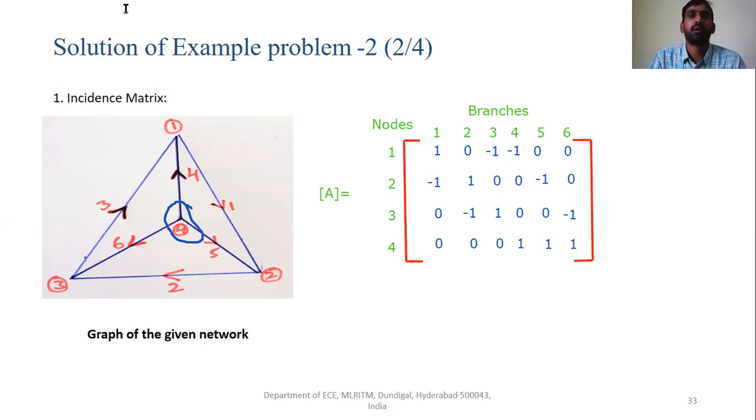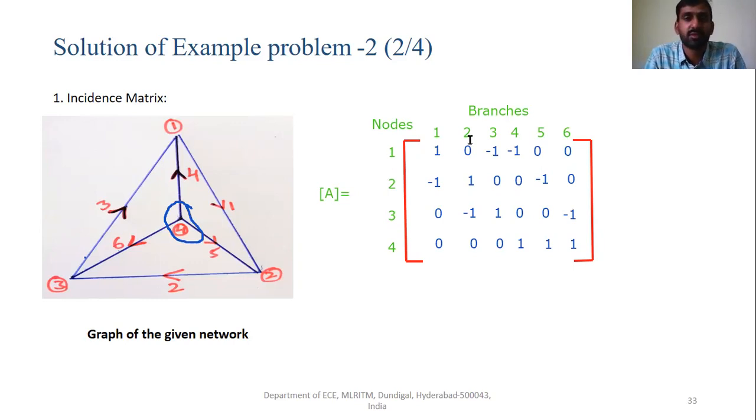So this is how you are going to obtain the incidence matrix. The incidence matrix is going to give the relation between the branches and different nodes, that is, the incidence of the branches with respect to different nodes. So what could be the properties of the incidence matrix here?